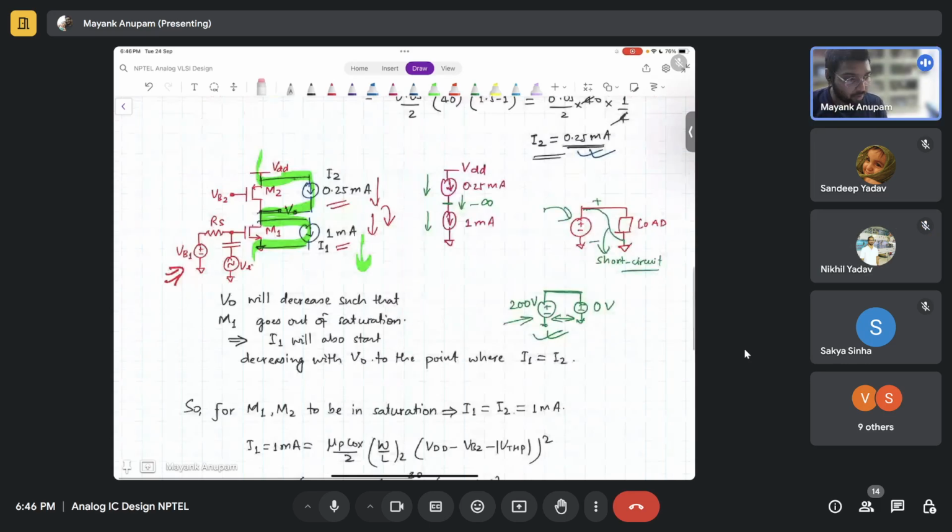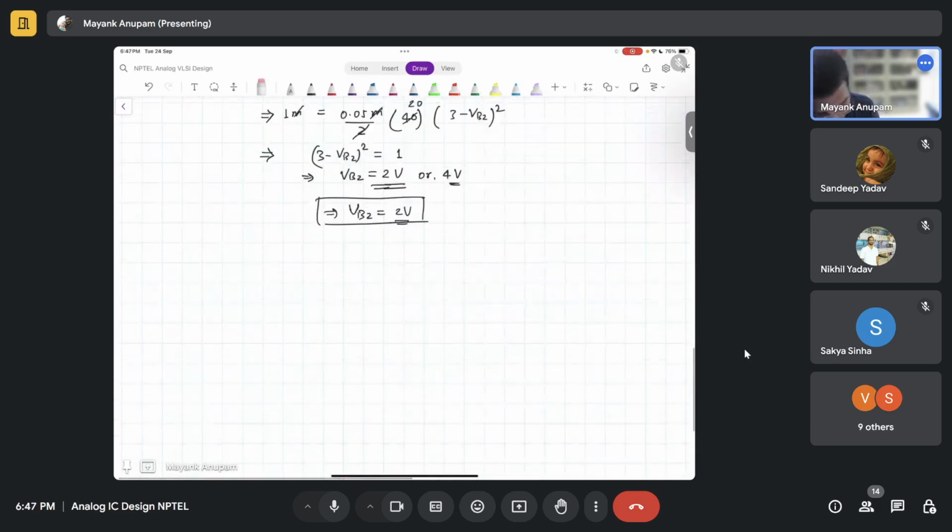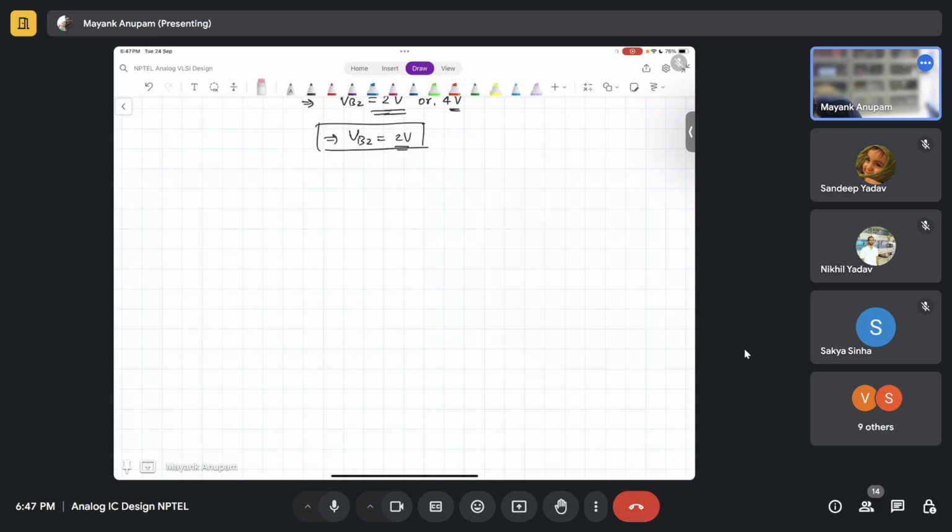So this is a very important point, because after this I'm going to come to another point which is also very important. So this is VB2 equal to 2. Now let's assume there's some channel modulation. I know that channel modulation has not been discussed for the PMOS case, but please understand that channel modulation in PMOS works in exactly the same way as NMOS. So assume CLM to be present for M1. Like here also, that will be connected between drain and source.